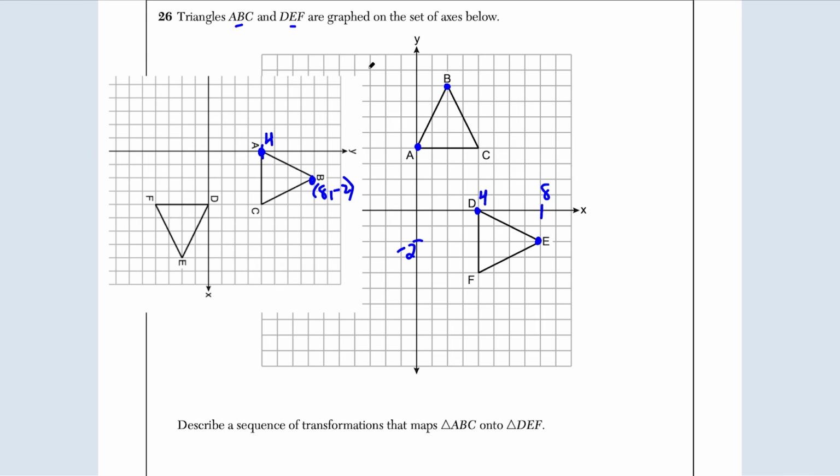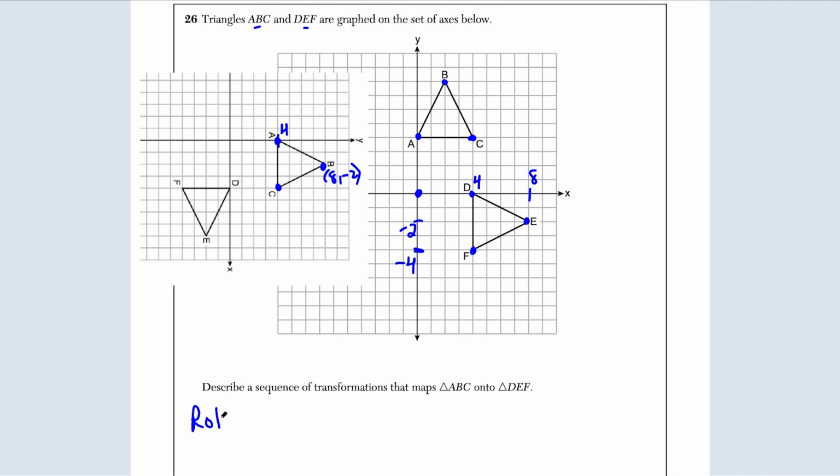So far, so good. The last point to check is point C. Point C right now is at (4, 4), but it should land over here at (4, -4). So if we look, 1, 2, 3, 4, and then we go down 1, 2, 3, 4, and that maps point C to point F. That sends it down here. So the rotation that we're doing is a rotation of 90 degrees clockwise about the origin.